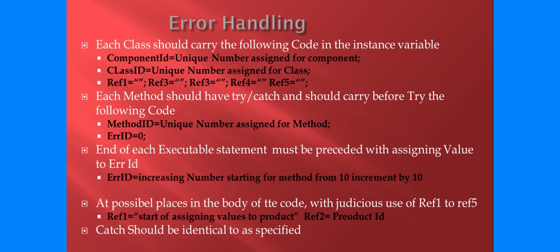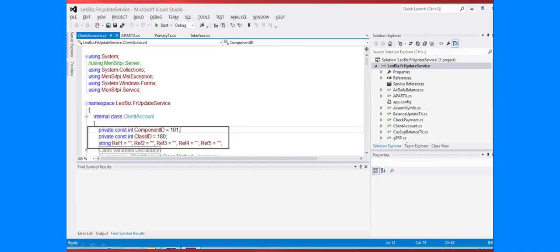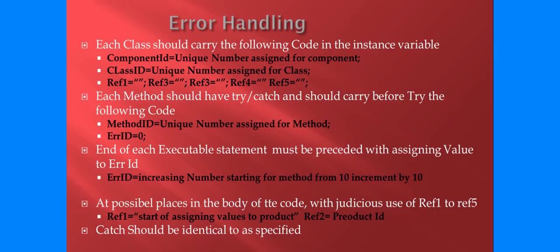Each class should carry the following code in the instance variable of component ID, class ID, and reference 125 as instance variables. Each method should have try catch and should carry before try the following code. Defining method ID and error ID. The end of each executable statement must be preceded with assigning a value to the ID. In all possible places in the body of the code, judicious use of ref1 to ref5.